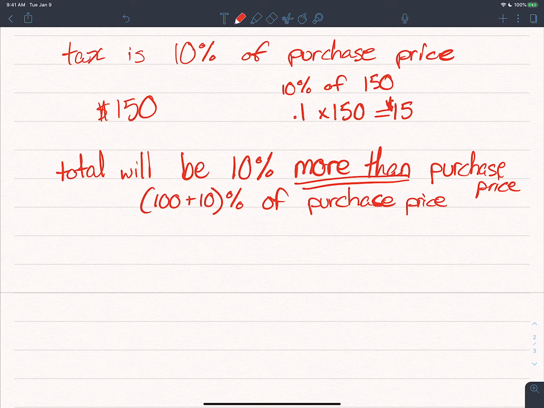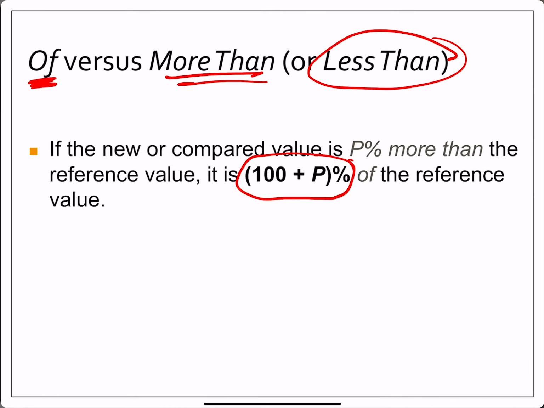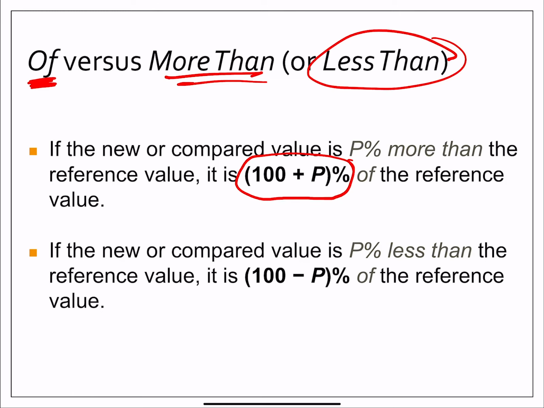So anytime you see more than, you need to do 100 plus the percentage more. Right? See, 100 plus the percentage more. And if you see less than, it's similar, except you're doing 100 minus the percentage. So if you say something is such and such percent less than some amount, you do 100 minus the percentage. Right? 100 minus the percentage.